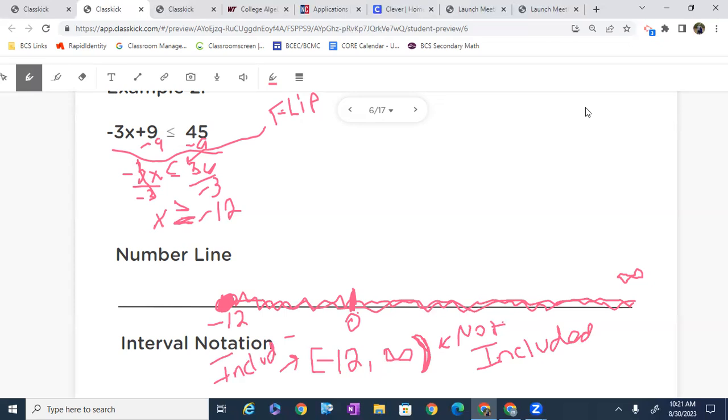Now, why does infinity get a parentheses, not included? Well, that's just because it's not a specific number. It just tells us that it's going to keep going and going and going.